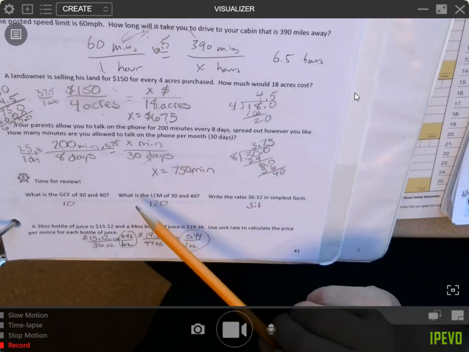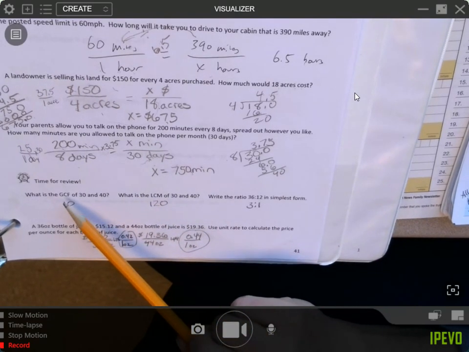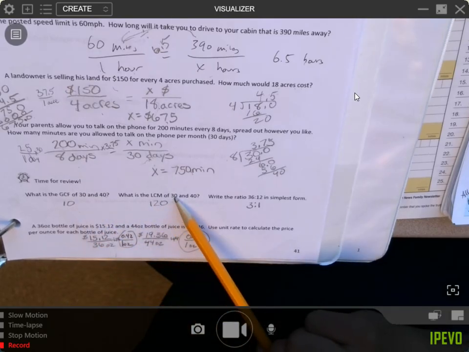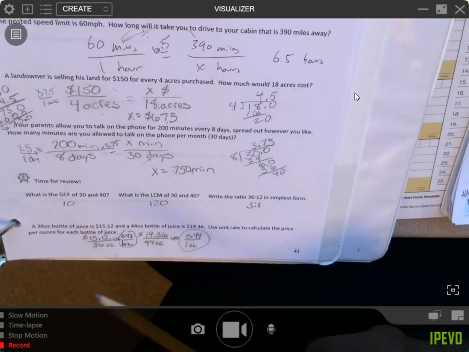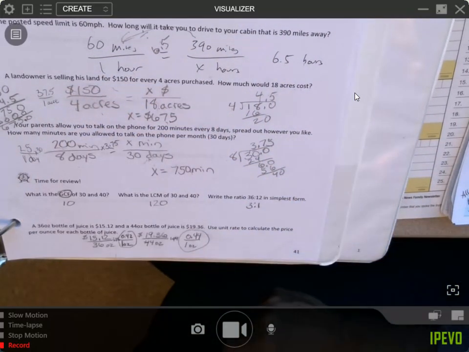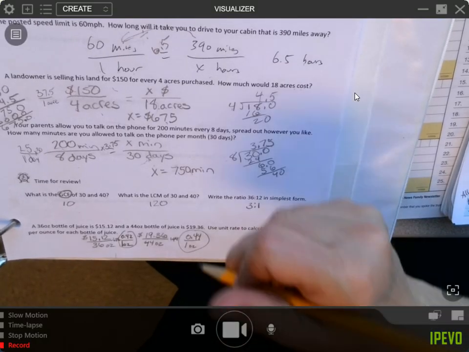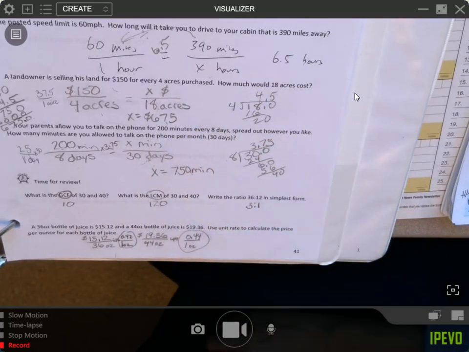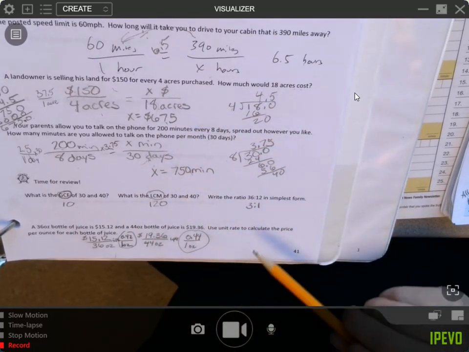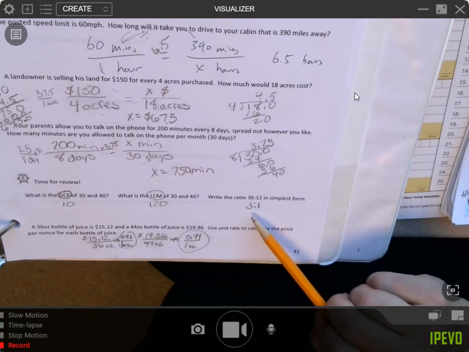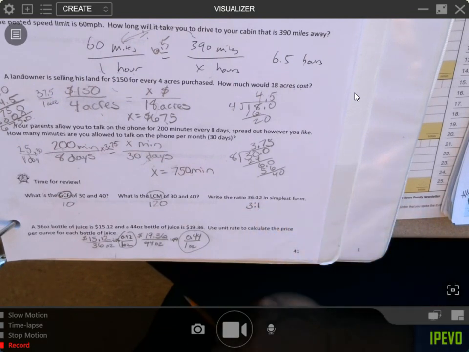Okay. Time for review. Greatest common factor of 30 and 40 is 10. Least common multiple of 30 and 40 is 120. So we need to remember, greatest common factor, you're going to look for a number that is smaller. Least common multiple, what numbers do they multiply up to? They're going to be bigger. Simplest form of 36 to 12, I can divide 12 out of both sides, so it becomes 3 to 1.